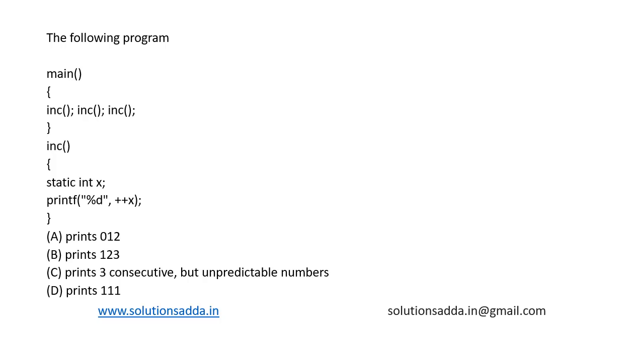This is a question from C programming. We are given a main function. Inside it, we are calling the inc function thrice. And in the inc function, a static variable x is declared and we are performing a pre-increment operation. So when inc is called for the first time, in the static area of memory a variable x is created. Since it is not assigned any value, the default value assigned is 0. Now we are performing ++x. It will be 1 and 1 will be printed. So the initial output would be 1.